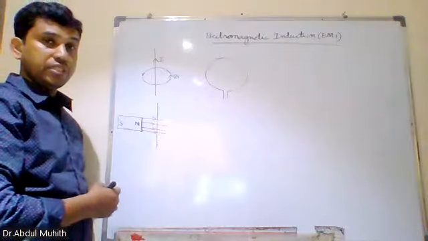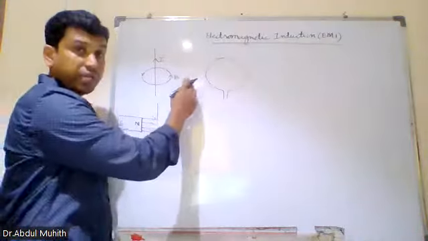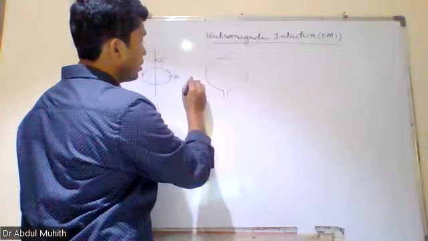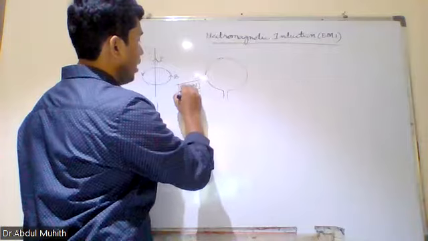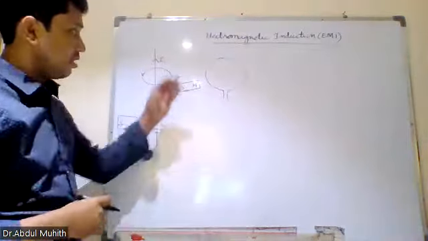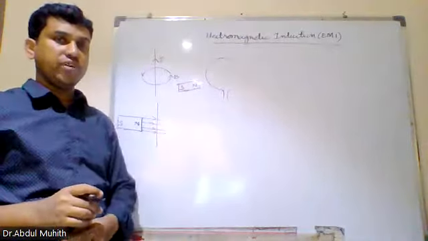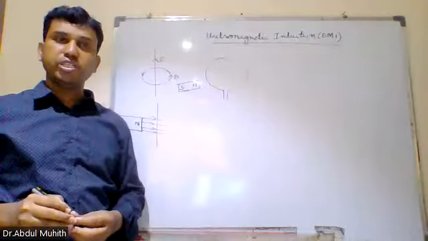He took a circular loop and kept a magnet very close to it, in different alignments, like in this way, or changing the direction of the wire. Like that he was doing so many experiments.